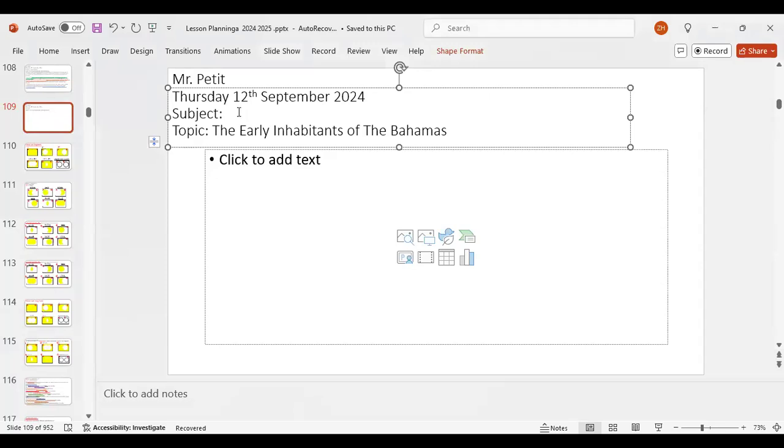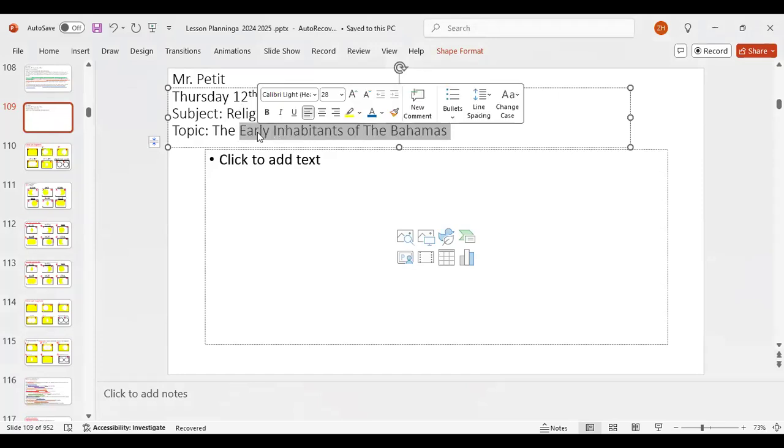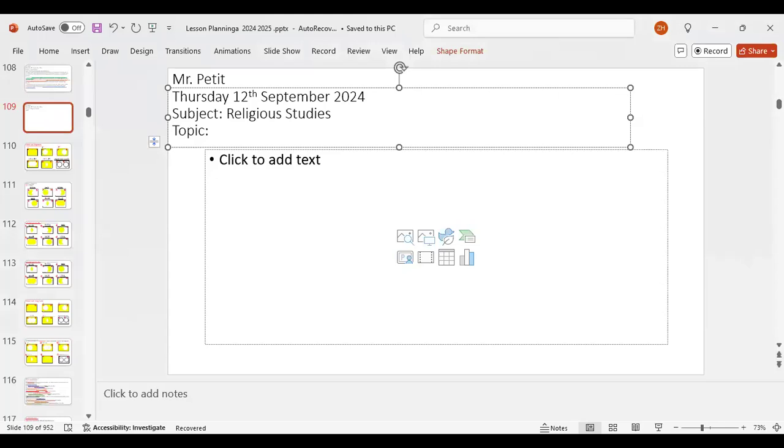Okay, the subject is religious studies, which some people call Bible in their school. The last topic was the announcement of the birth of John. Today we're going to be looking at the birth of Jesus announced.